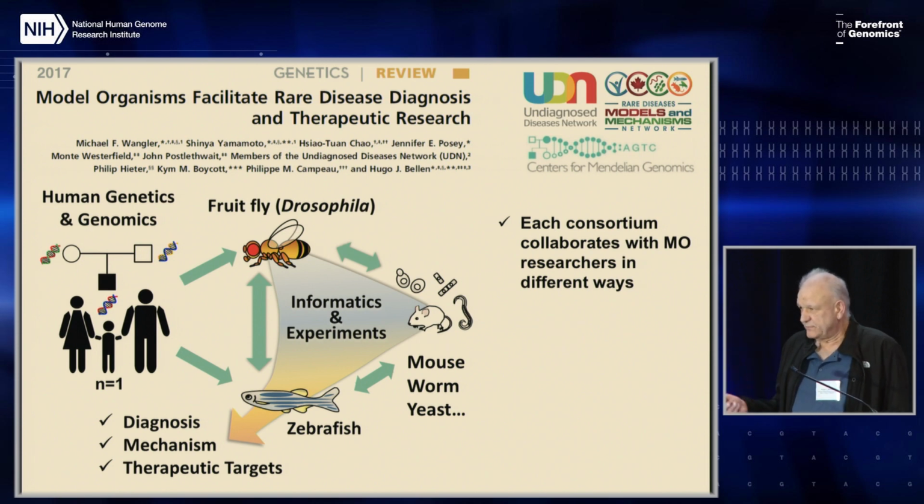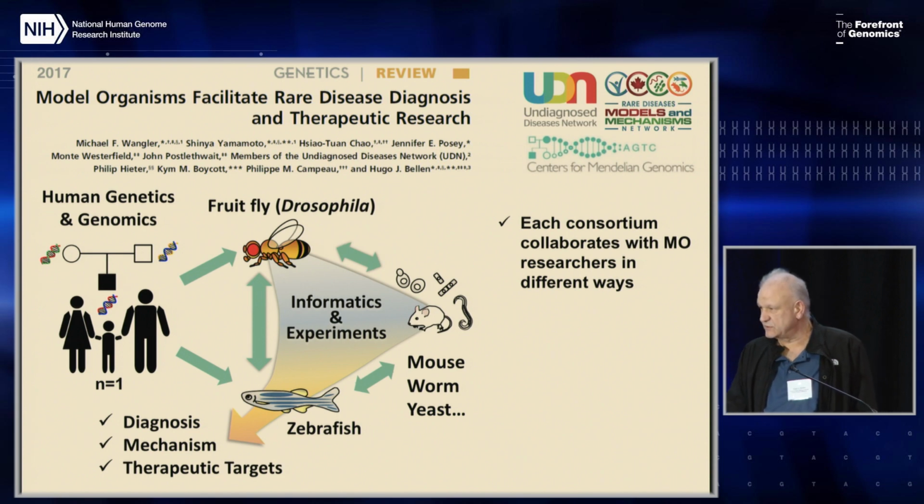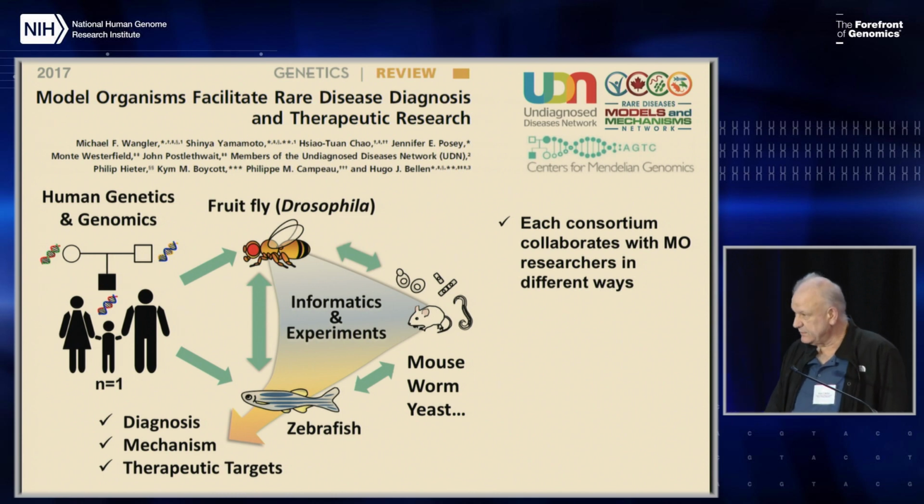We collaborate with a set of consortia, so we're obviously part of the Undiagnosed Disease Network, but we also work with the Canadian Rare Disease Foundations. We work with the Center for Mendelian Genomics at Baylor College of Medicine and at Johns Hopkins, and so we're trying to interact with many of these different sites.